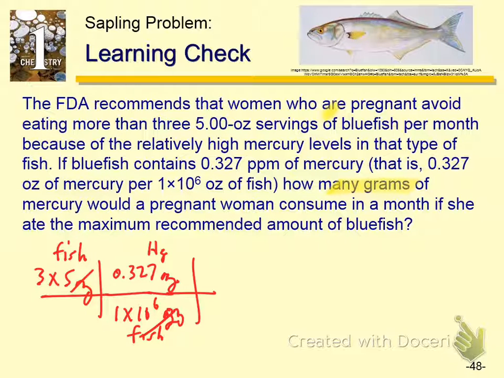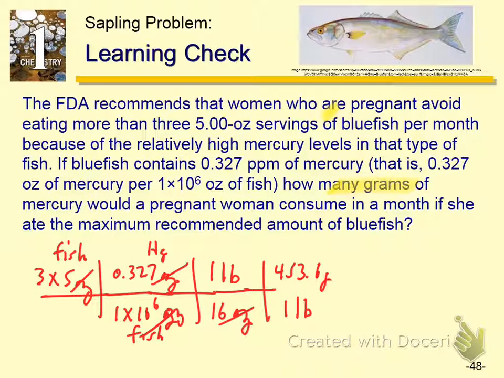Ounces to pounds. That's 1 pound is equal to 16 ounces. Okay? 16 ounces. Again, that's one of those oddball numbers that we just got to remember, right? Okay, and then we just have one. So 1 pound is equal to 453.6 grams. Okay, and that gives us our grams.